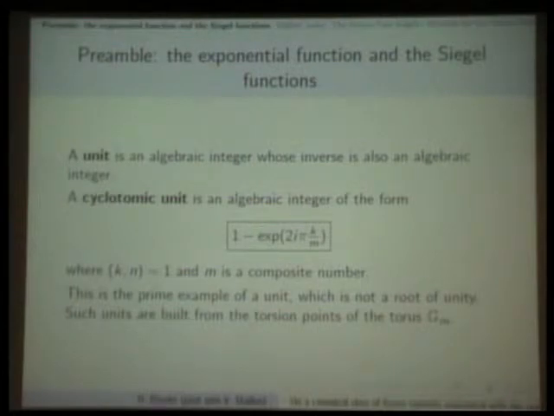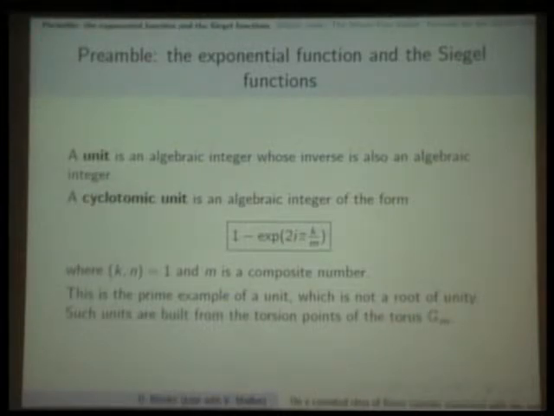Now units, of course, there's a famous theorem by Dirichlet which tells you something about the unit group in the ring of integers of a number field. It gives you a rank formula for that. But on the other hand, there's the question of the explicit construction of units. This has been a concern of mathematicians for more than a century, probably two centuries. Here I'm giving an example of the most standard sort of non-trivial unit, that is, a unit which is not simply a root of unity, that can be constructed. This is the cyclotomic unit, and it's built in the following way. It's simply 1 minus a root of unity, but the order of the root of unity has to be a composite number, that is, a number with at least 2 prime factors.